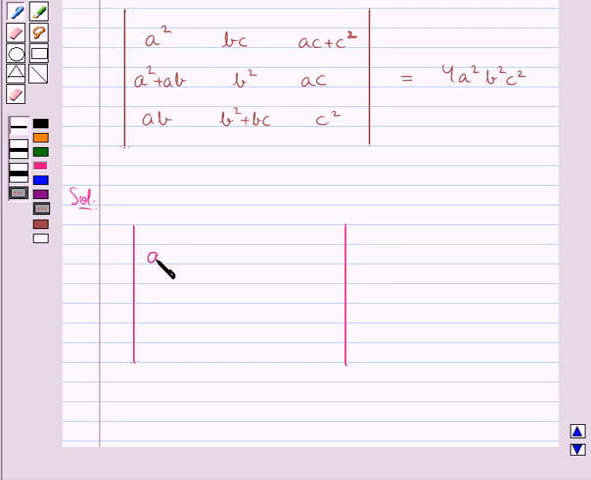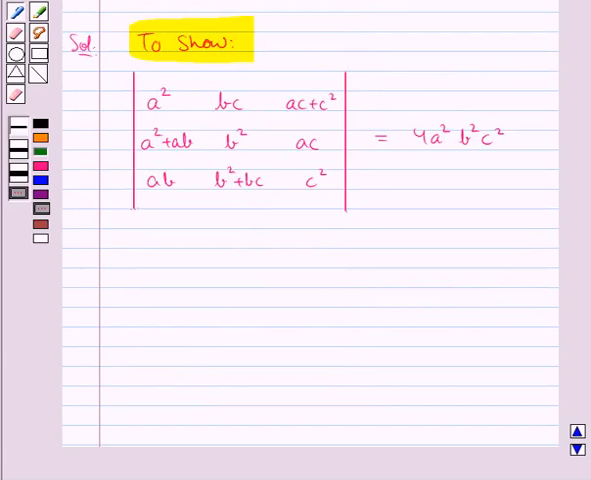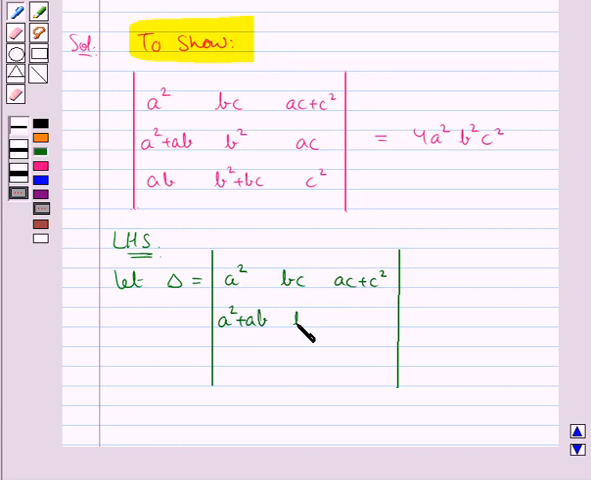We need to show that the determinant with elements a square, bc, ac plus c square, a square plus ab, b square, ac, ab, b square plus bc, c square is equal to 4 a square b square c square. We consider the LHS. We take delta equal to the LHS, that is the determinant with elements a square, bc, ac plus c square, a square plus ab, b square, ac, ab, b square plus bc, c square.